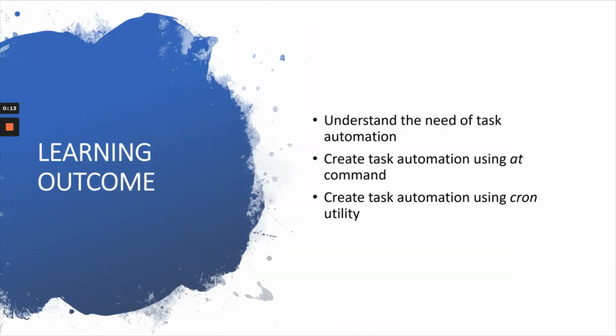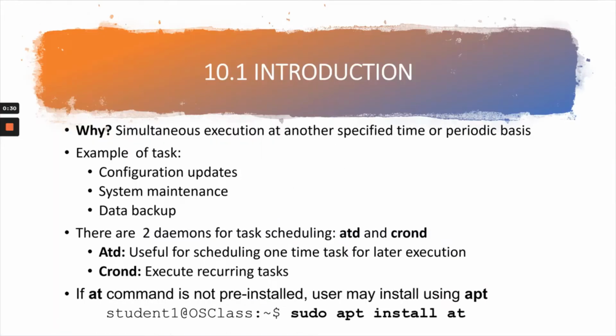Here is the learning outcome for today's lab. At the end of this lab, you will understand the need for task scheduling or task automation. You will learn how to create task automation using the at command. And finally, you will learn how to create task automation using cron utilities.